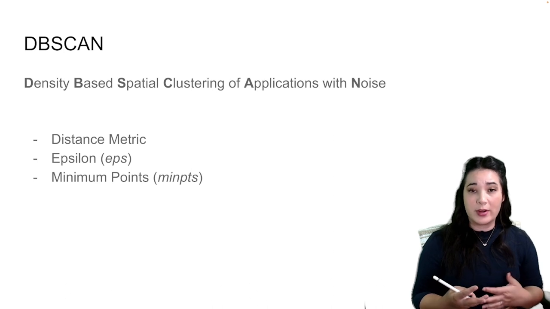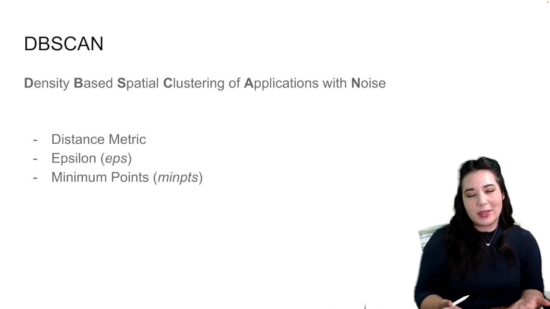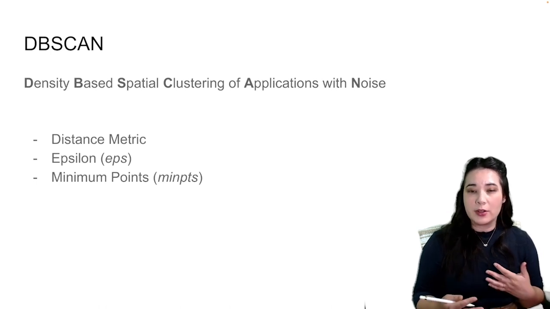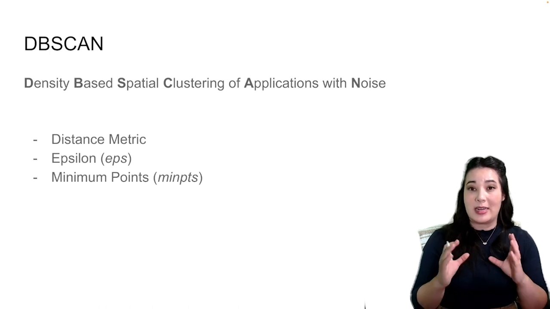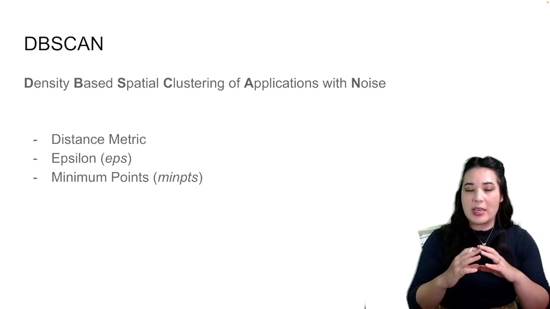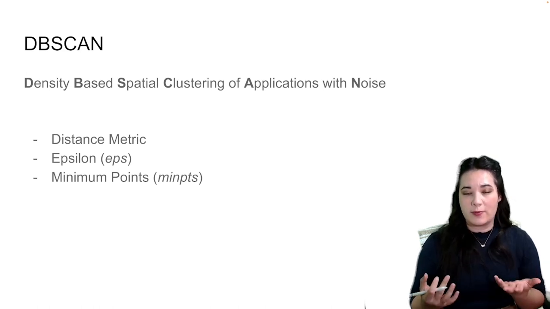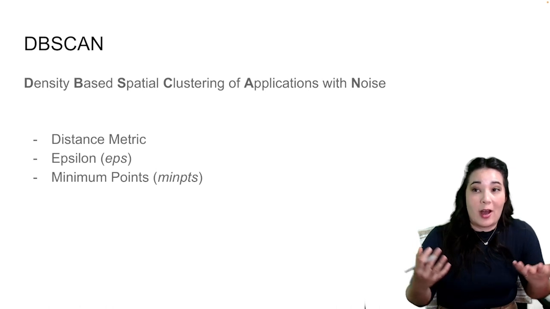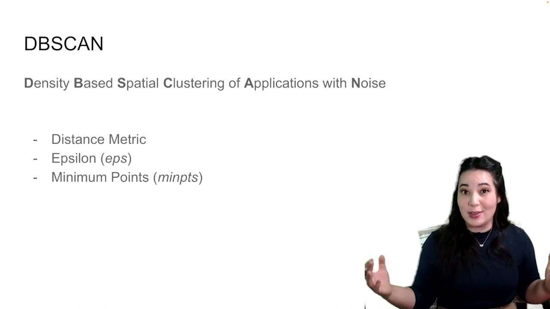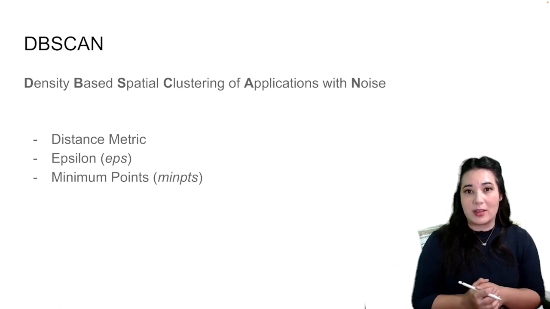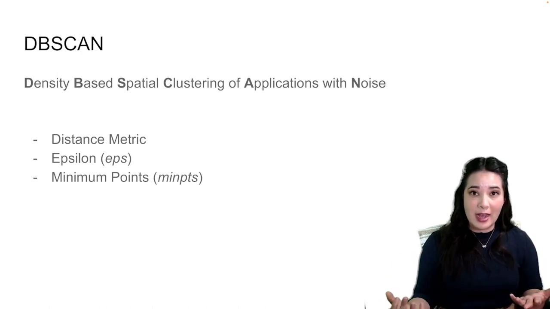DBSCAN has three important hyperparameters that you need to choose. One is the distance metric, which typically we're going to use Euclidean distance, but the other two we need to find values for. To measure density, DBSCAN uses neighborhoods around data points in order to count how many neighbors are within that neighborhood. In order to define a neighborhood, we need to say how big that neighborhood should be. Should we look one unit around our data point, 10 units? That hyperparameter that controls that is called eps, short for epsilon. It determines the size of our neighborhood.